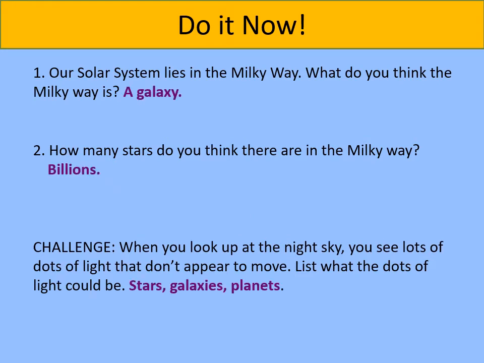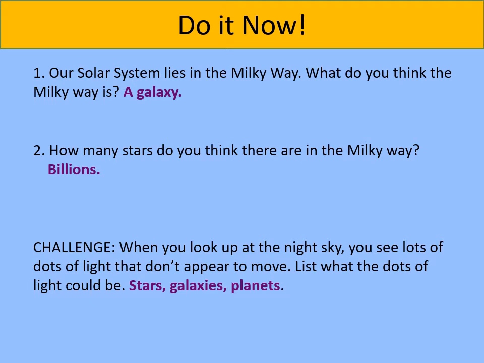So how did you get on with those do it now questions? Question number 1, the answer to our solar system lying in the Milky Way. What do you think the Milky Way is? Well, it is indeed a galaxy, and a galaxy is a huge collection of gas, dust, and billions of stars and their solar systems, including ours, of course, our sun and our solar system, all held together by gravity. Now, I've sort of answered question number 2 as well within my explanation of what a galaxy is. There are billions of stars in the Milky Way galaxy.